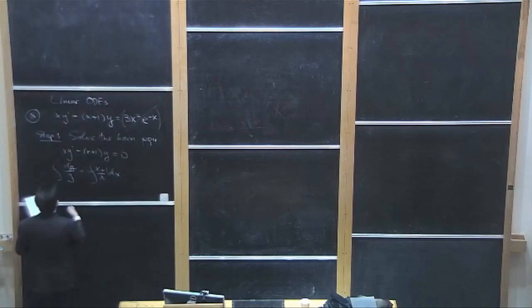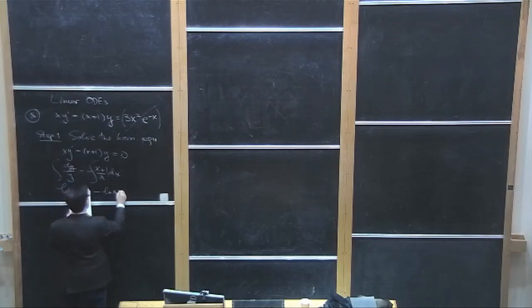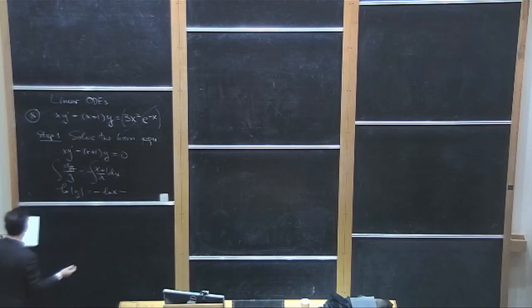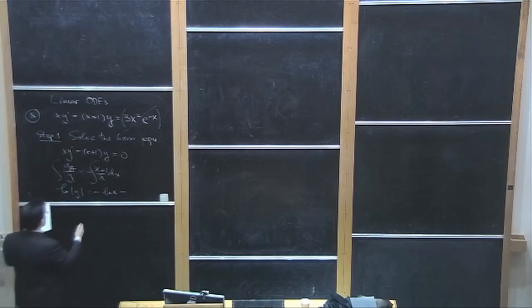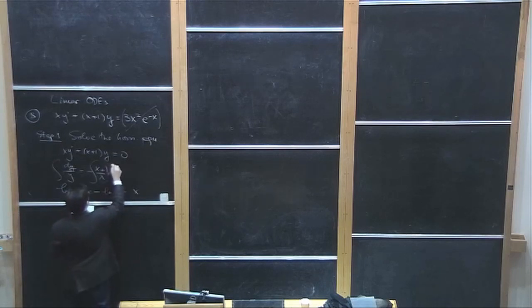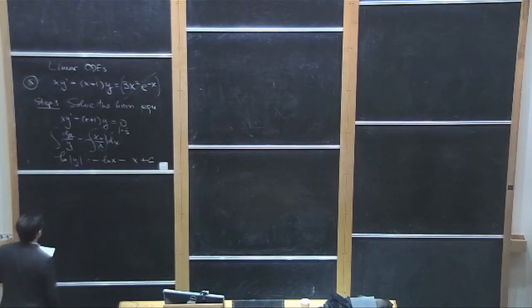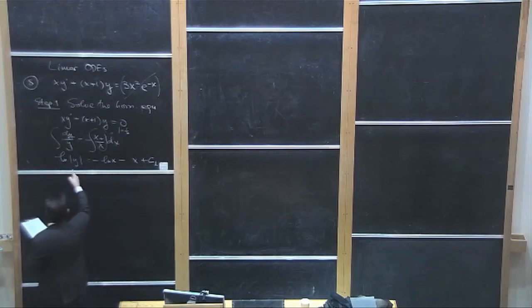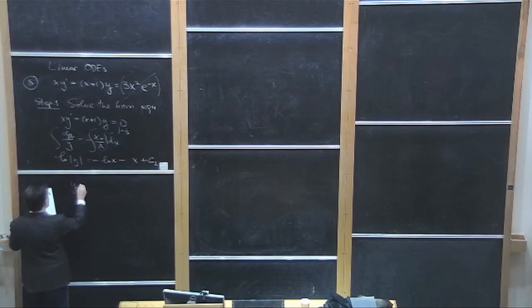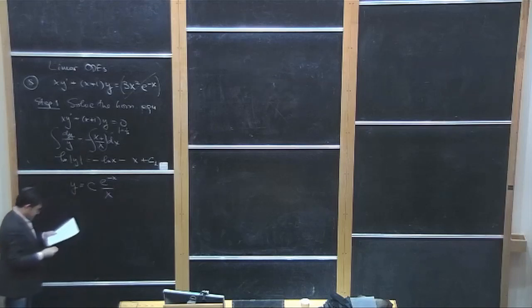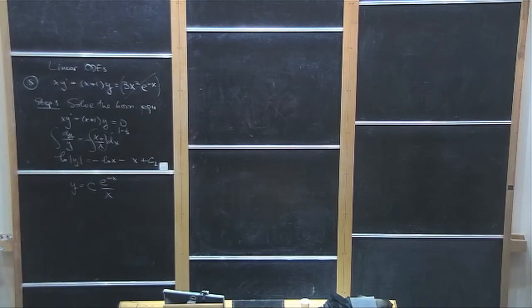When I integrate, I get log of y is equal to minus log of x minus x, because this here is 1 plus 1 over x, so it's minus log of x minus x, plus a constant. Let's call that c1 because I'm about to change the constant. So exponentiating this, I get a solution which is y equals c, another constant, e to the minus x over x. So that's the solution of the homogeneous equation.